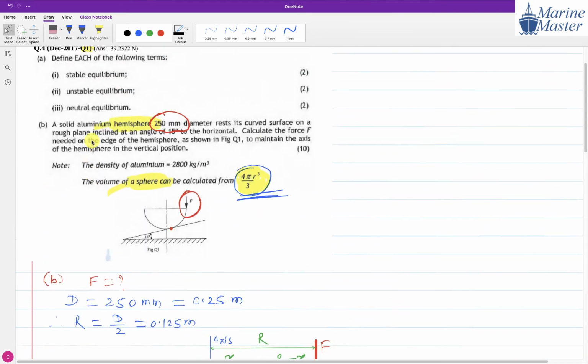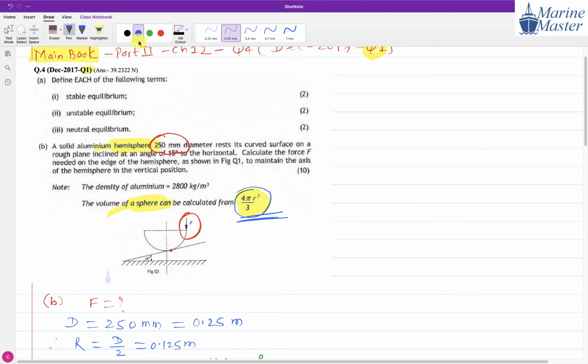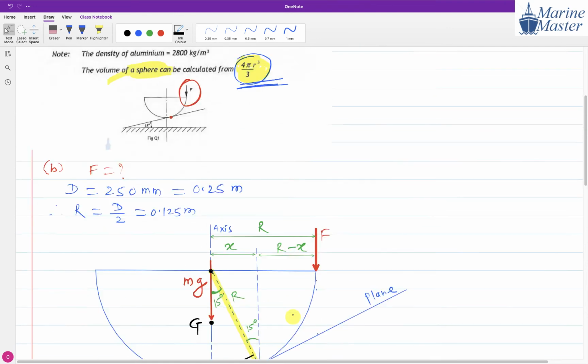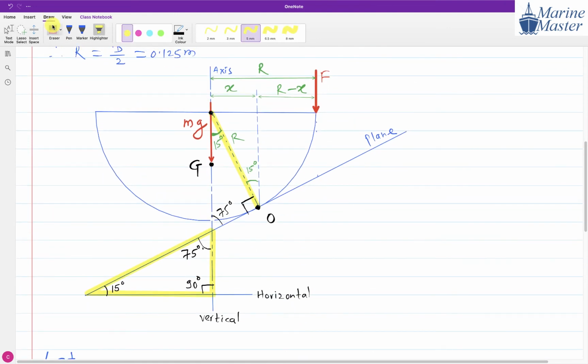Read the question. What are they asking us? We have to calculate the value of force F needed on the edge of the hemisphere to maintain the axis in the vertical position.